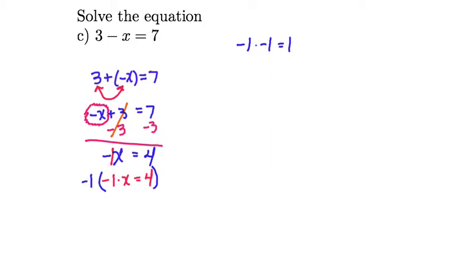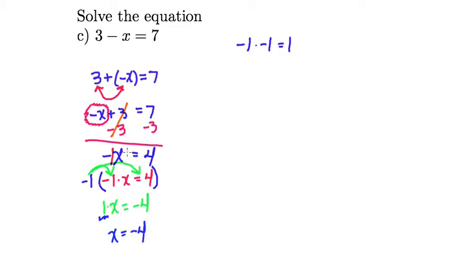Okay? Let's go ahead and show how we're multiplying across. Negative 1 times negative 1, well, that's positive 1, right? Negative 1 times positive 1, or negative 1x is positive 1x. It's just 1x. Negative 1 times positive 4, well, that's negative 4. Okay? And by convention, we don't have to write the positive 1. It's understood that in front of x, there's a 1, right? So x is equal to negative 4.